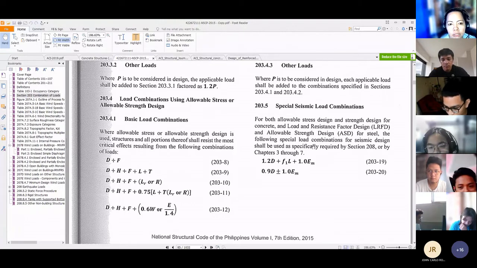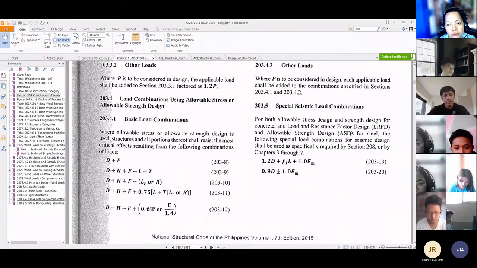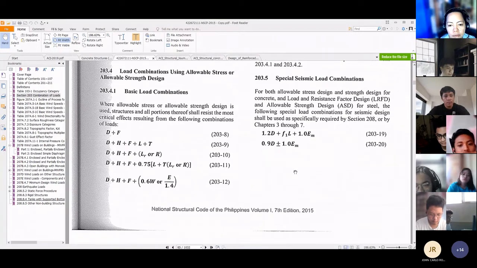So again, just as in the design for structural steel, we are also using the LRFD here and the allowable strength design. Formerly, they were called ultimate strength design and working stress design method. Now they are called the load and resistance factor design method and the allowable strength design method for steel. There are seismic load combinations here. If you are going to consider the earthquake seismic provisions, then you have to make use of this load combination.